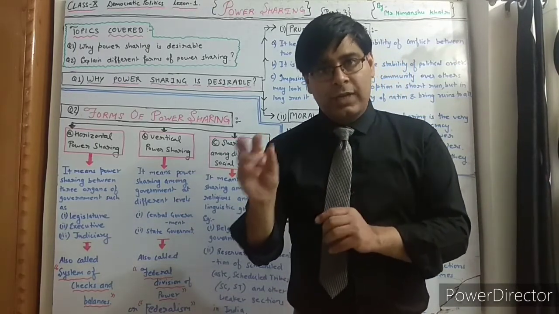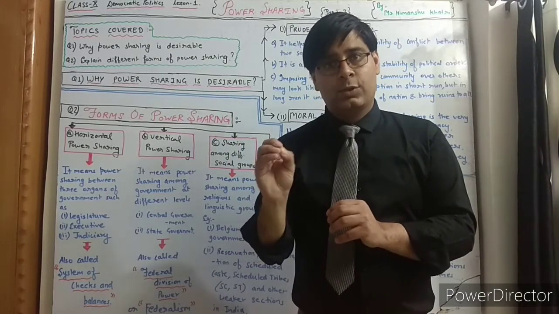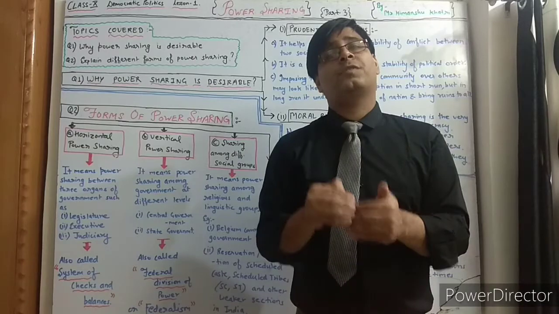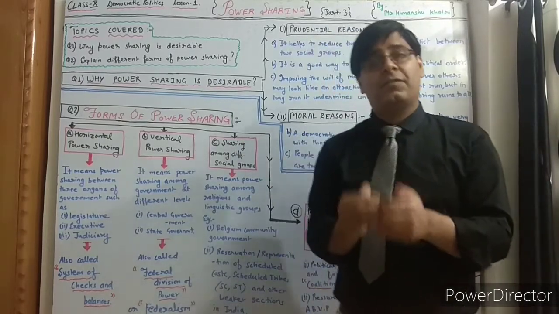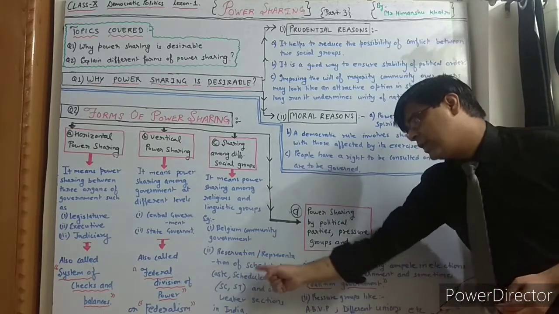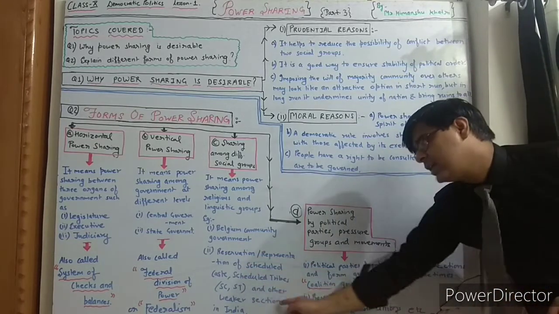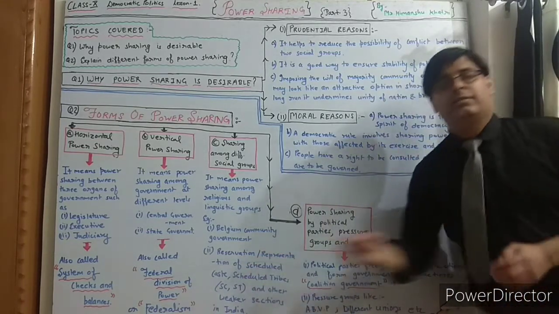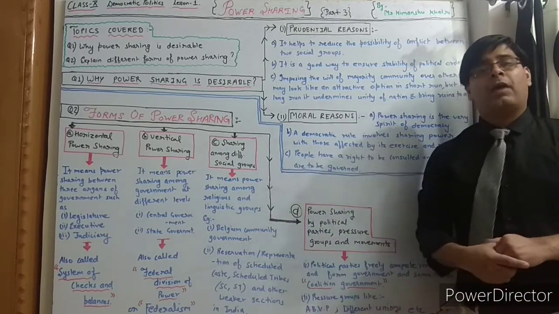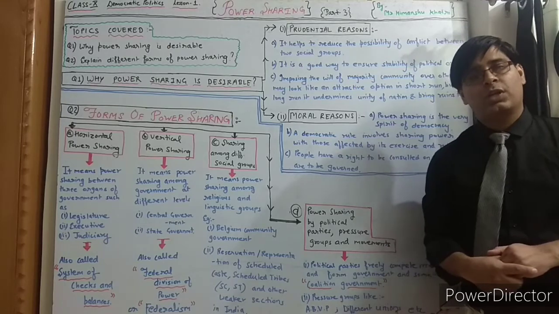So these are part of society, SC, ST, OBC. In social groups, they were given power. So this is also an example of sharing of power between different social groups. See, reservation, a representation of scheduled castes, scheduled tribes, SC, ST, and other weaker sections in India. Understood? This was the third form of power sharing among different social groups.